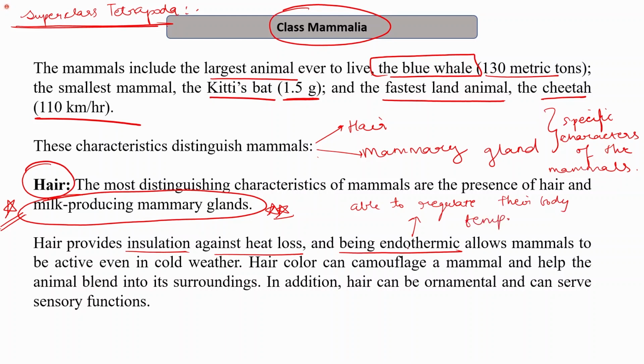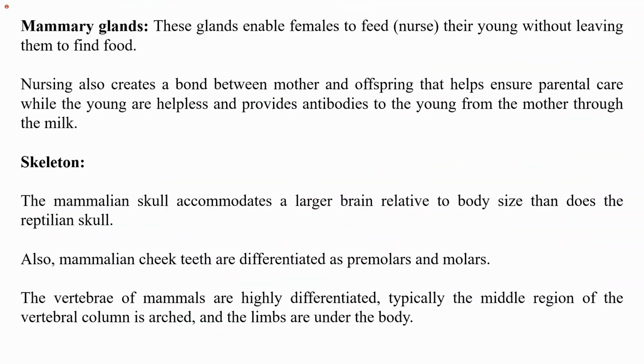Being endothermic allows mammals to be active even in cold weather. Hair color can camouflage a mammal and help the animal blend into its surroundings, therefore helping in protection from enemies. In addition, hair can be ornamental and can serve sensory functions. So there are various functions of hair present on mammals.